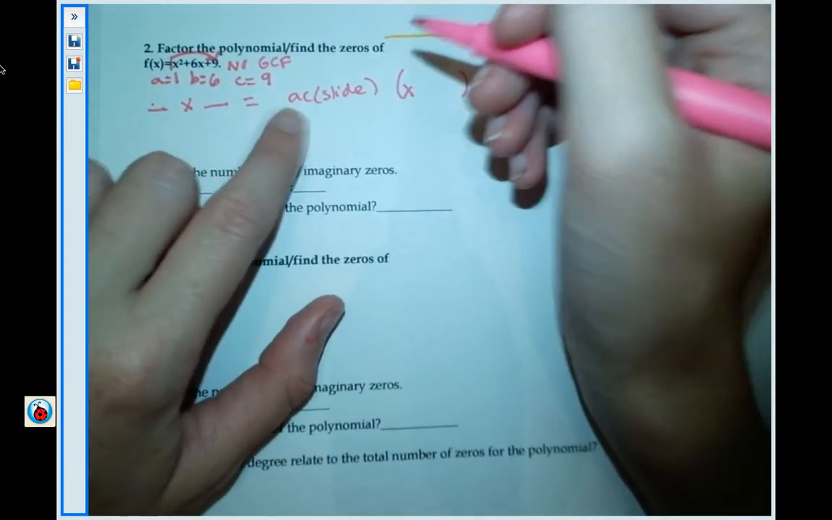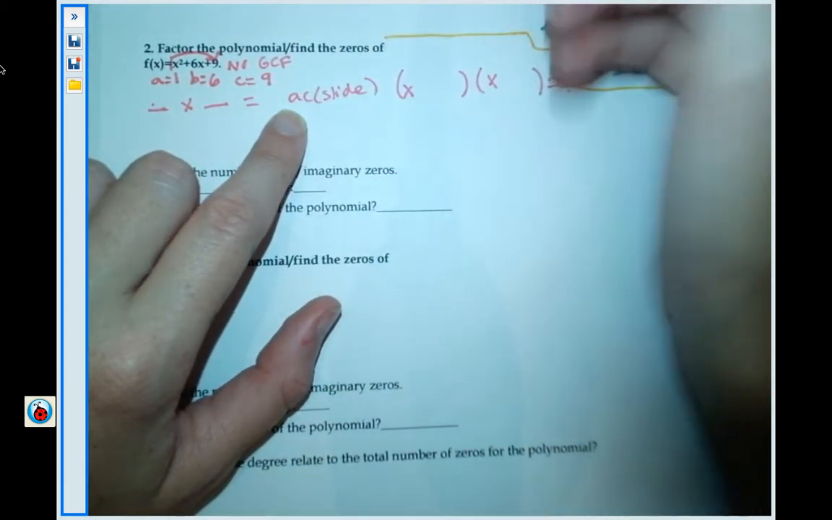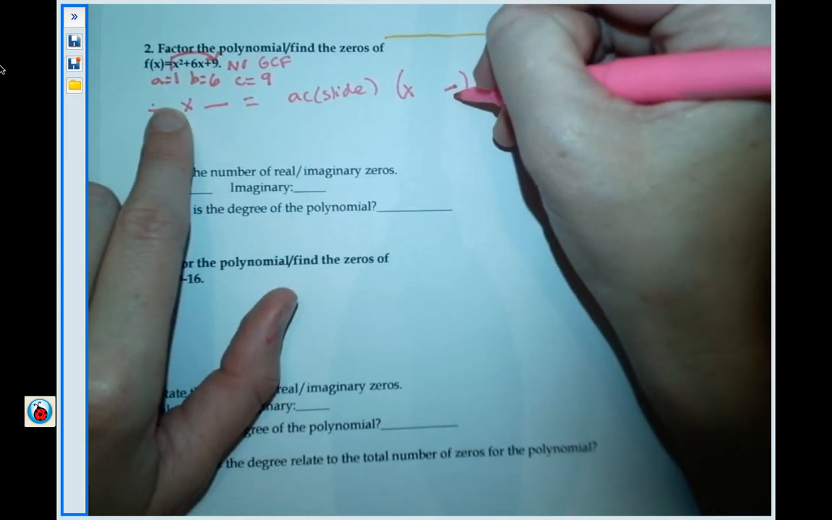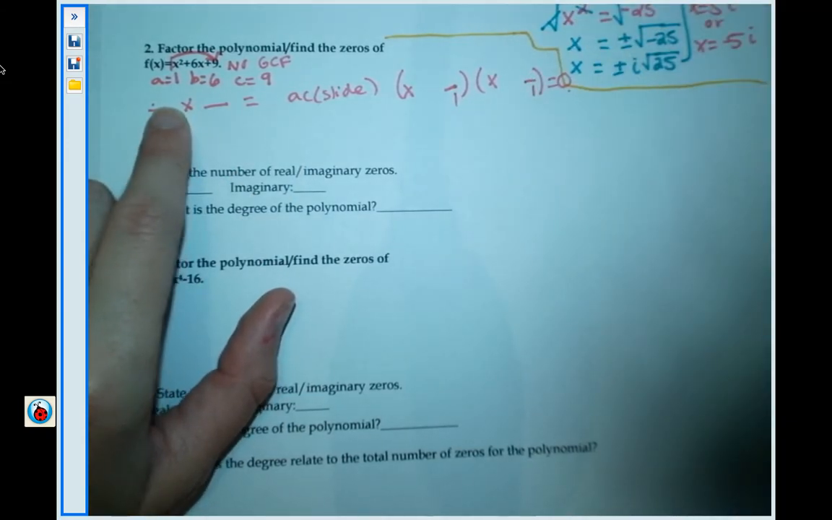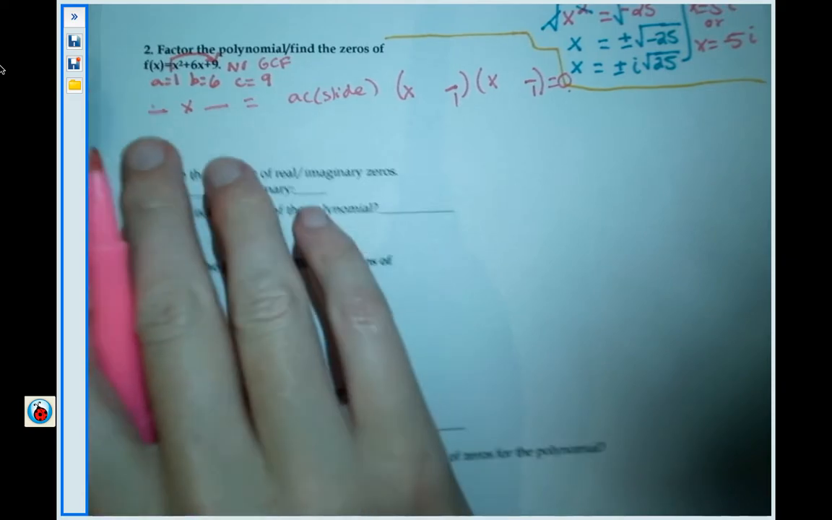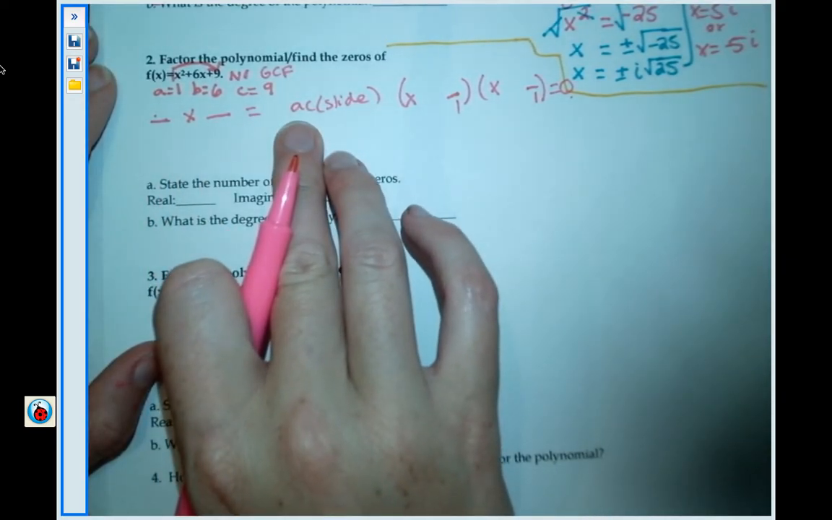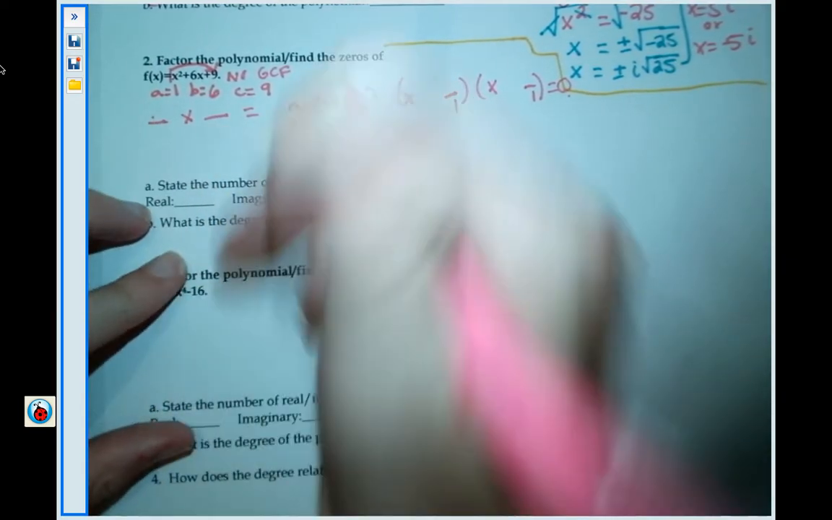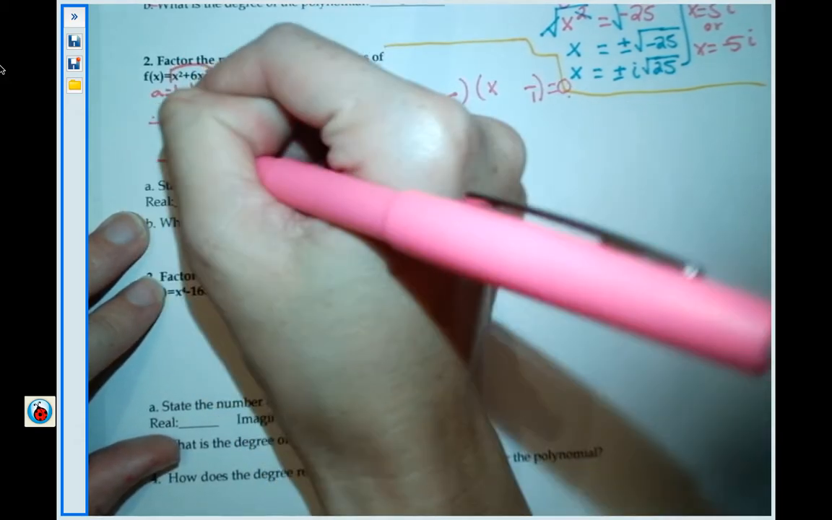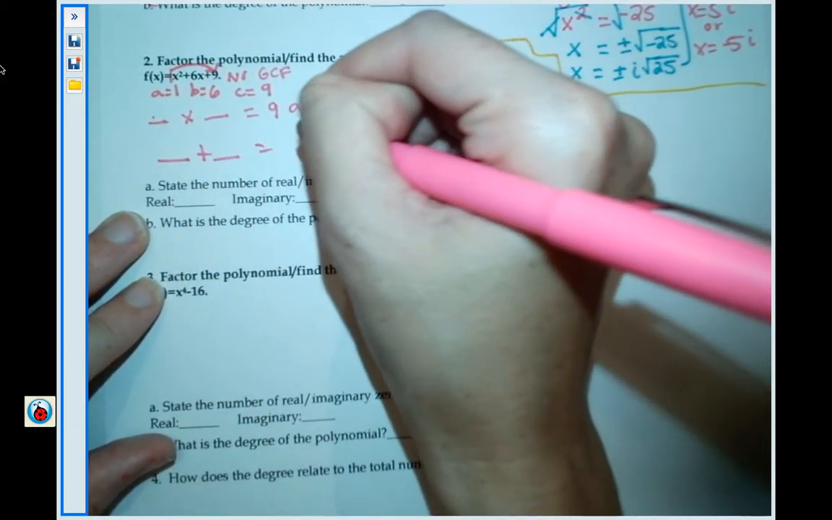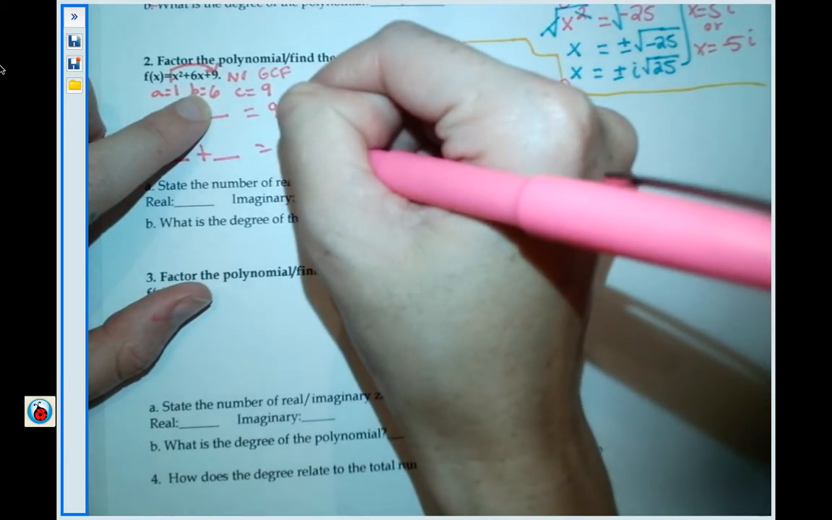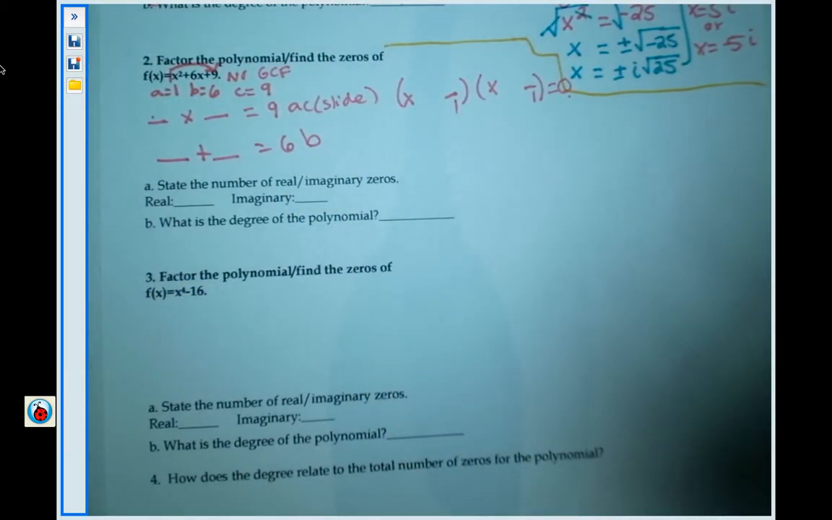Okay, so we slide A to C. We slide by A, and then we're going to divide by A, which my A is 1. Divide by A. Okay, so let's go over here. So we slide A times C, which, 1 times 9 is 9. And then remember, we have to find 2 numbers that multiply to be 9 and add to be B, which is 6.